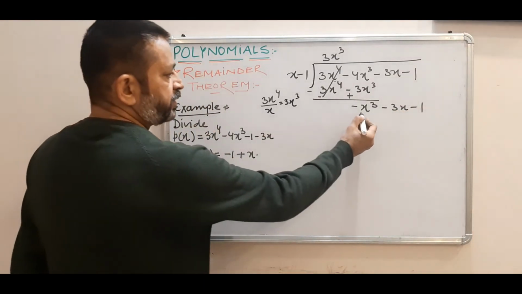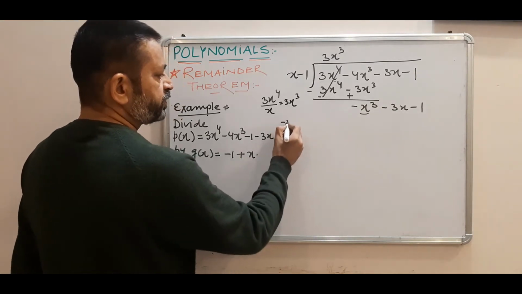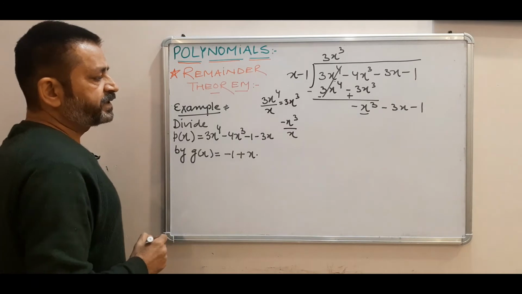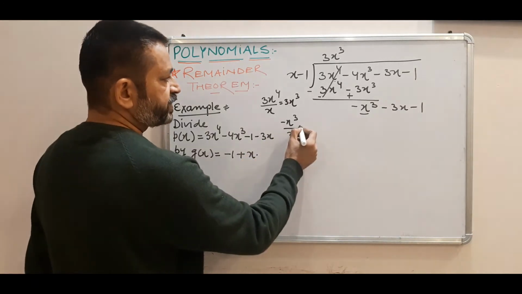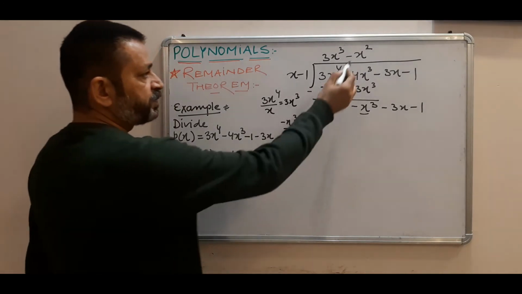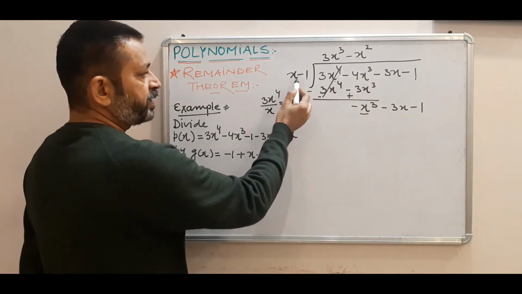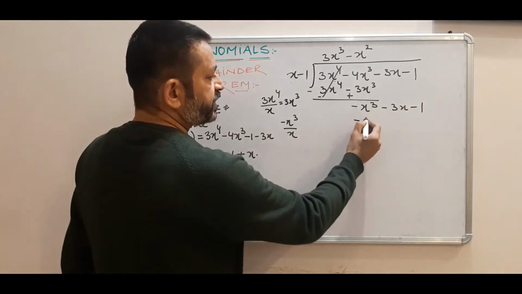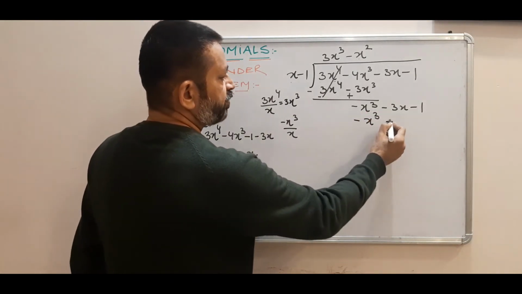Now this term is minus x cube. So we'll divide it by the first term of the divisor, that is x. So it will give you minus x square. Now we'll multiply by minus x square, so minus x square will be multiplied with x minus 1. It will give you minus x cube and plus x square.